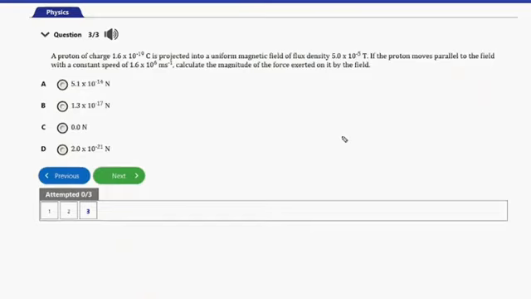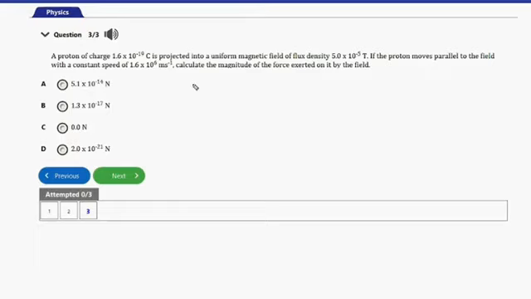So that's question number 3 here, guys. It says, a proton of charge 1.6 times 10 to the power of negative 19 coulomb is projected into a uniform magnetic field of flux density 5.0 times 10 to the power of negative 5 T. If the proton moves parallel to the field with a constant speed of 1.6 times 10 to the power of 6 meter per second, calculate the magnitude of the force exerted on it by the field.